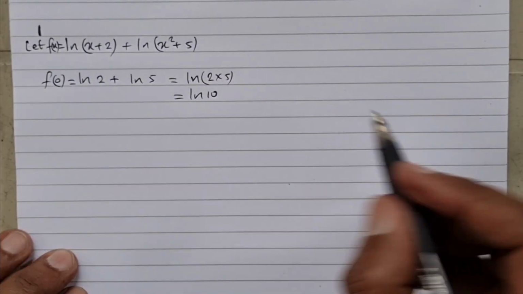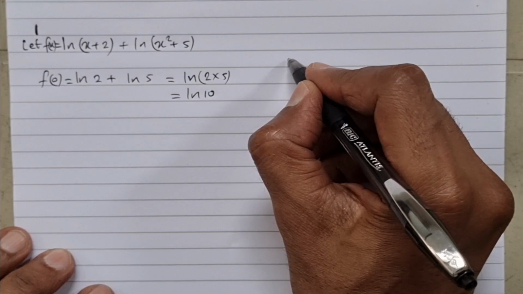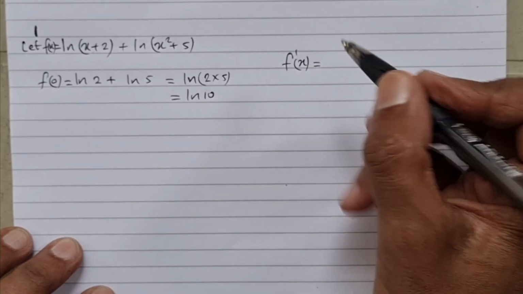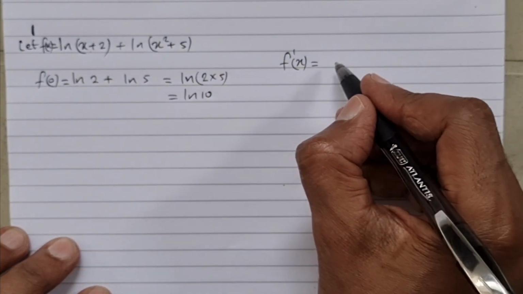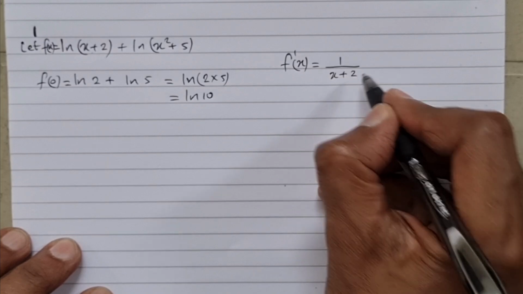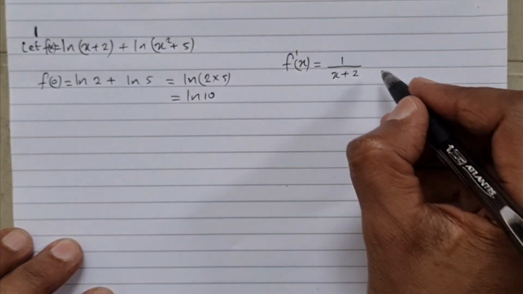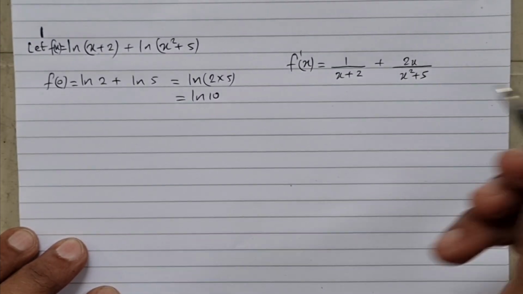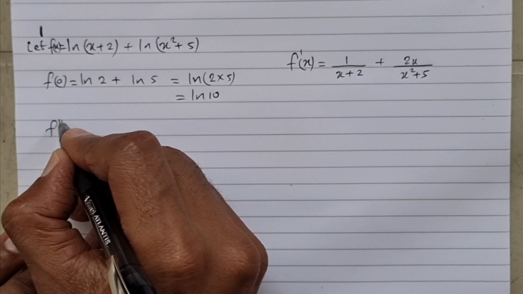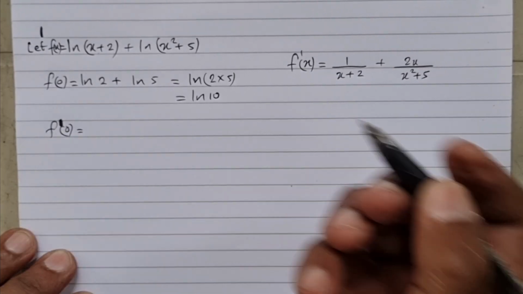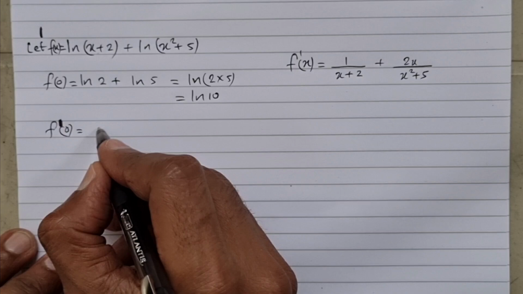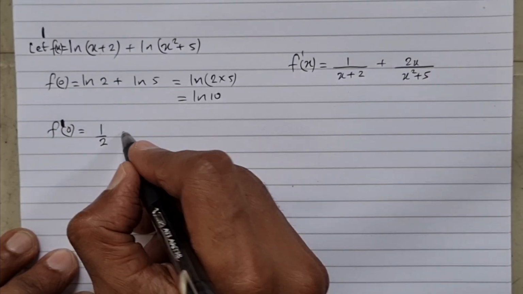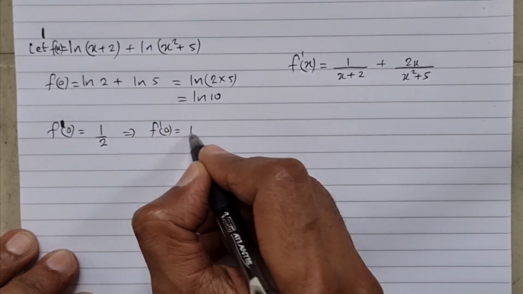So this comes to ln 10. Now, having found f(0), we're going to have to differentiate the expression. So f(x) is equal to all of that. Therefore, f'(x) is going to be equal to, if you differentiate ln(x + 2), you should know it's 1 over x + 2, plus 2x divided by x squared plus 5. Now if I substitute 0 in here for f'(0), I get 1 over 2, and substituting 0 in the other term gives 0, so f'(0) is basically a half.